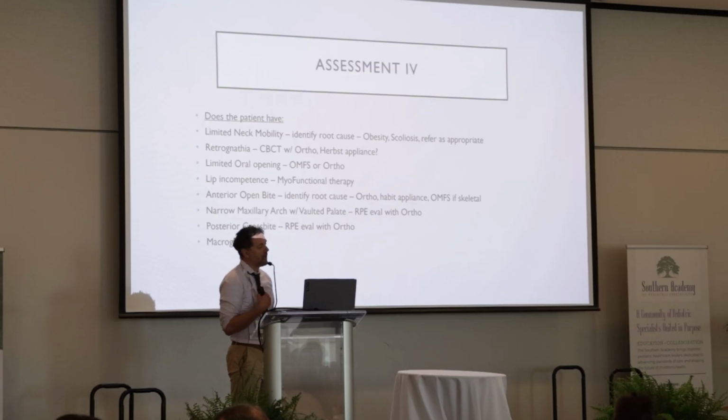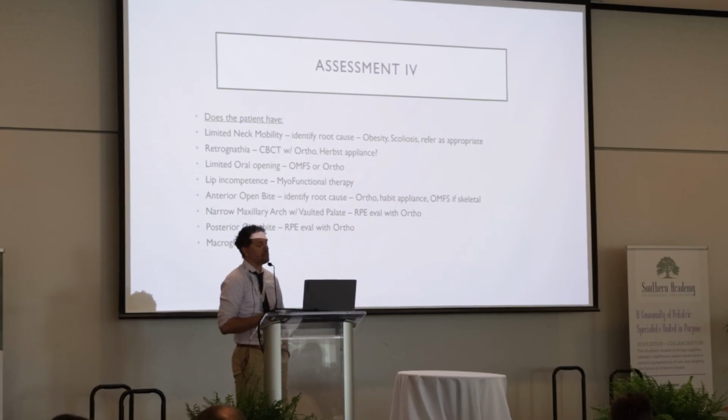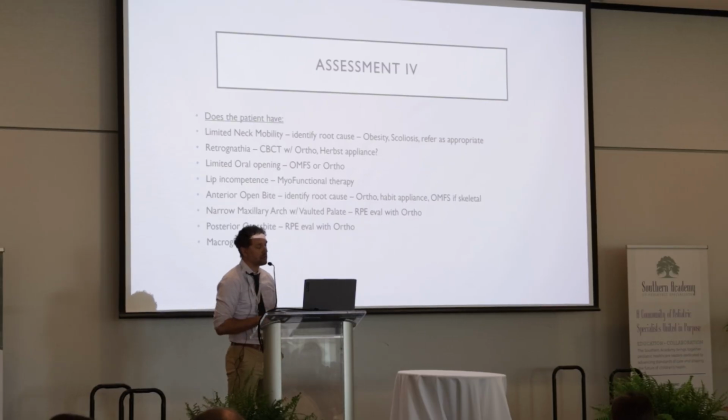If we see retrognathia, I want to be sending off for a CBCT with my ortho friends for evaluation for a Herbst appliance or something along those lines. If there's limited oral opening, I'm going to send this off to OMFS or the orthodontist. Lip incompetence, I think myofunctional therapists and speech pathologists have a lot to offer us, and it's an emerging field for us to collaborate with. Anterior open bites, obviously you want to figure out the root cause of that. Is a habit appliance involved with that? Is this a non-nutritive sucking habit?